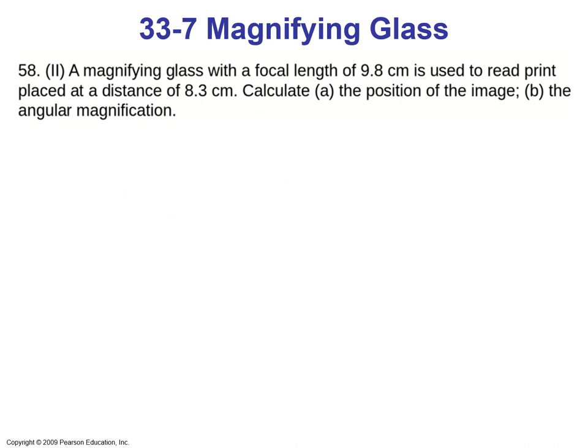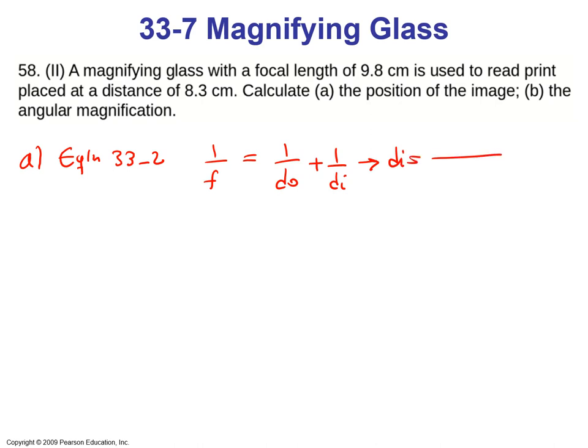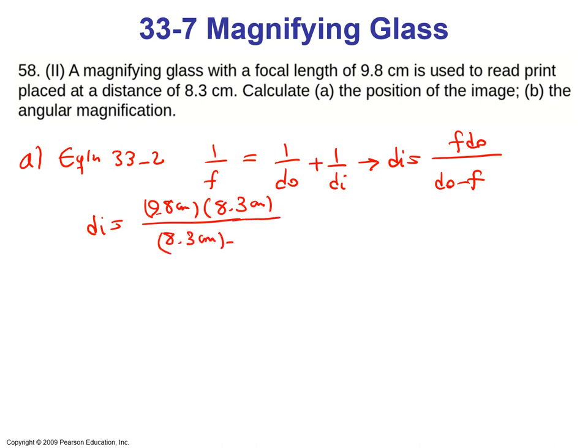Okay, as an example, let's look at problem number 58 in the book. A magnifying glass with a focal length of 9.8 centimeters is used to read print placed at a distance of 8.3 centimeters. Calculate A, the position of the image, and B, the angular magnification. For part A, let's use equation 33.2, the lens equation, 1 over f is equal to 1 over d_o plus 1 over d_i, to find the image distance. d_i is equal to f d_o divided by d_o minus f. If you plug in the values, we have 9.8 centimeters multiplied by 8.3 centimeters divided by 8.3 centimeters minus 9.8 centimeters, and that results in minus 54 centimeters, the distance of the image.